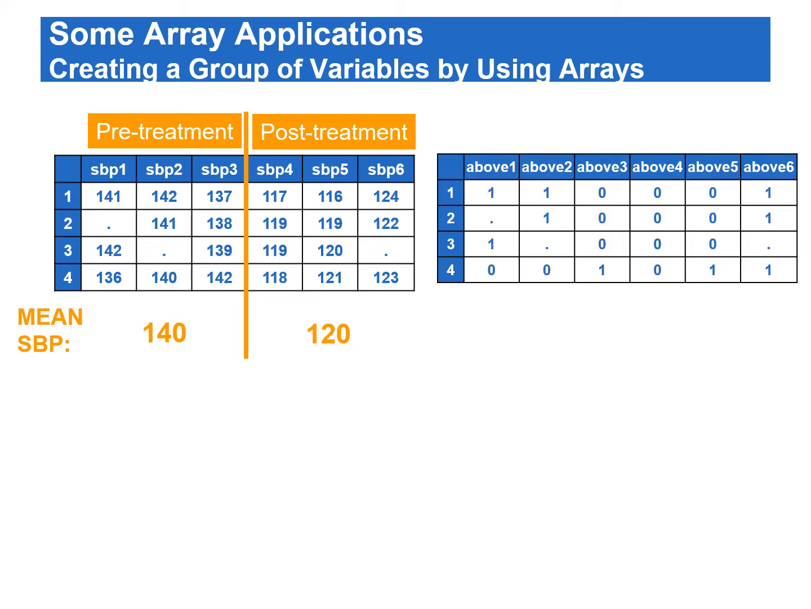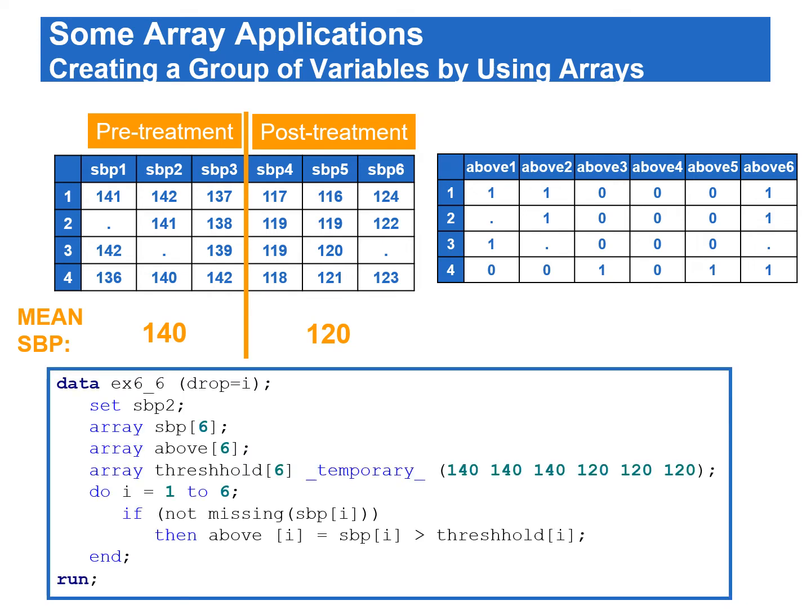Based on this data set, we would like to create a list of variables, above 1 to above 6, that indicate whether each measurement is above or below the average measurement. We will use 1 to indicate the measurement is above the average, and use 0 to indicate the measurement is below the average. Here's the solution for solving this problem, by using the array processing method.